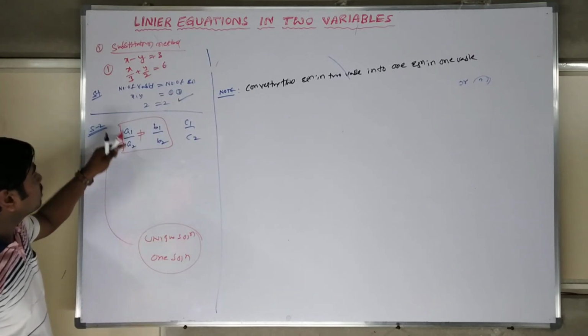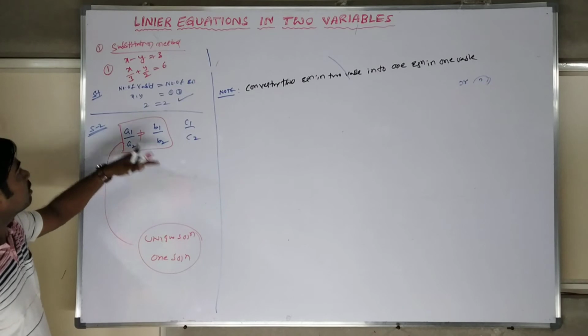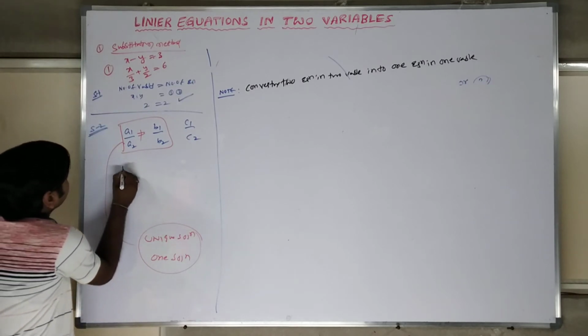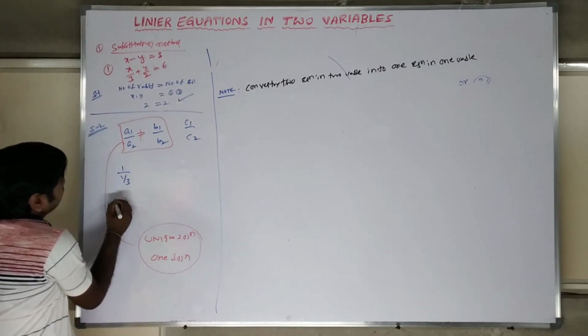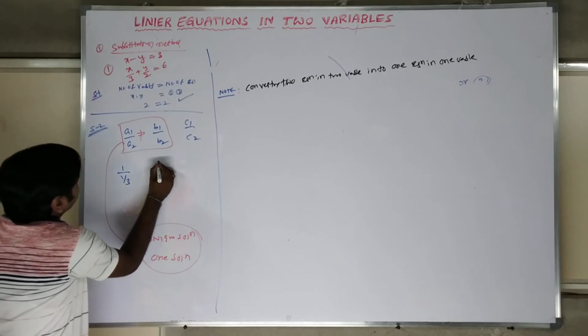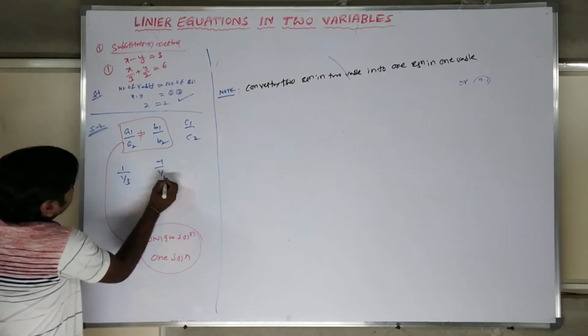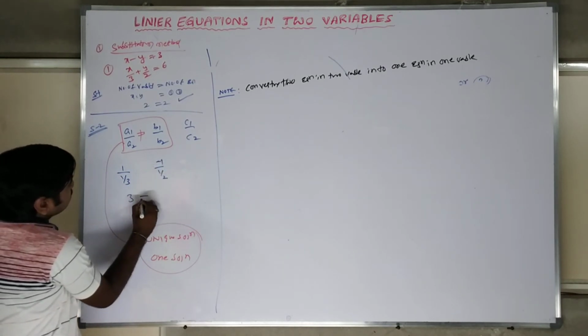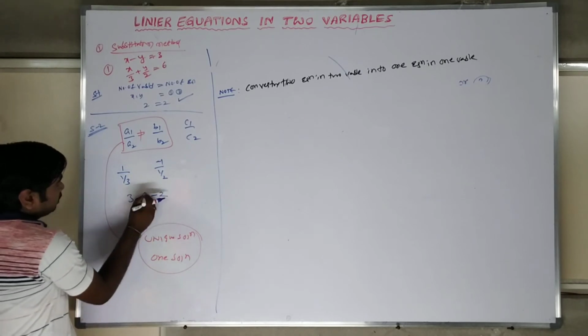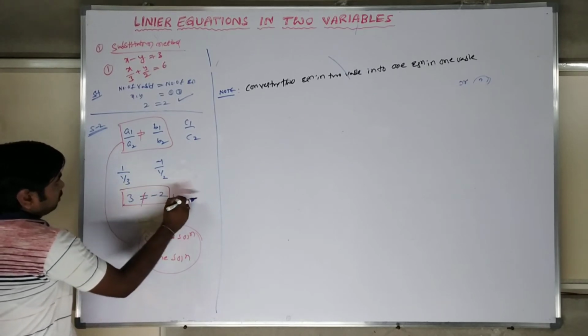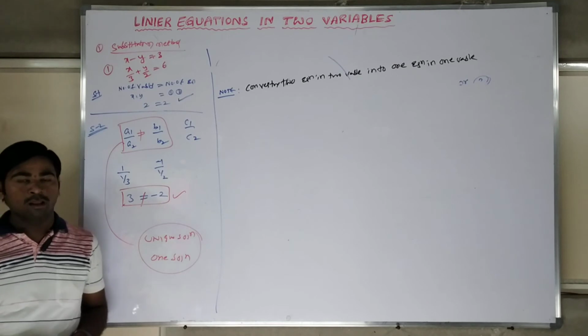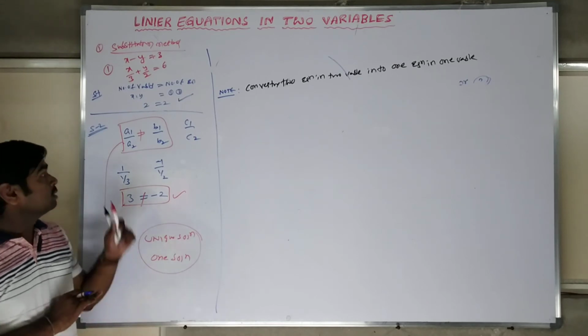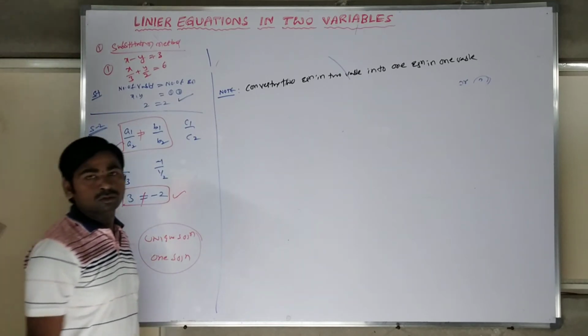Next condition, you check it out: A1 by A2 is not equal to B1 by B2 or not. Please check it out. So 1 by 1 by 3, B1 by 2, 1 minus 1 by 1 by 2. So your answer is 3, your answer is minus 2. 3 is not equal to minus 2, so we have a unique solution. When the unique solution is confirmed, please now switch on to your solution.